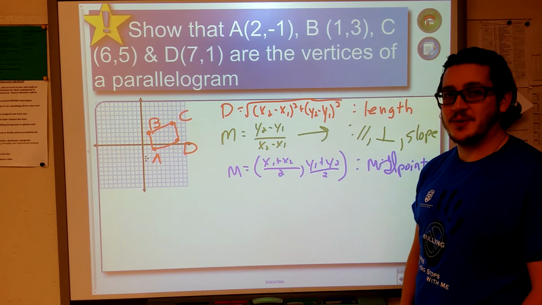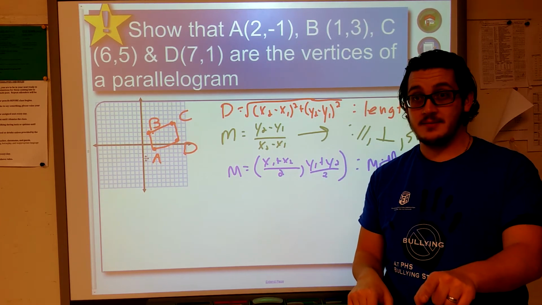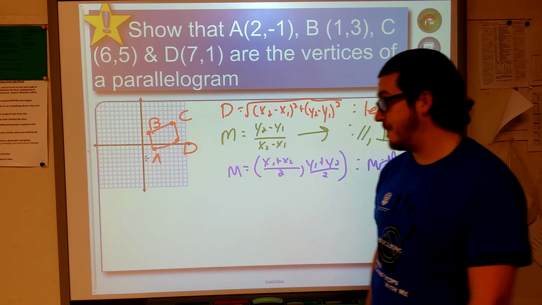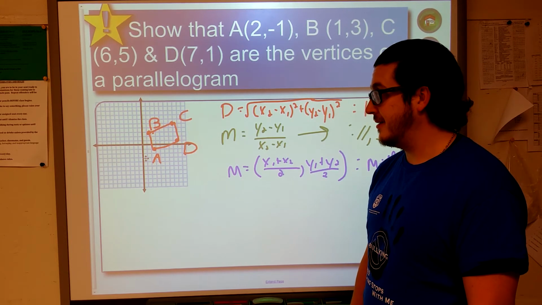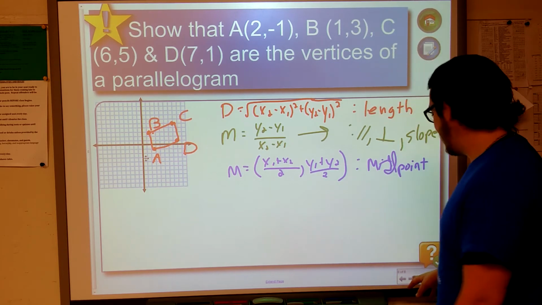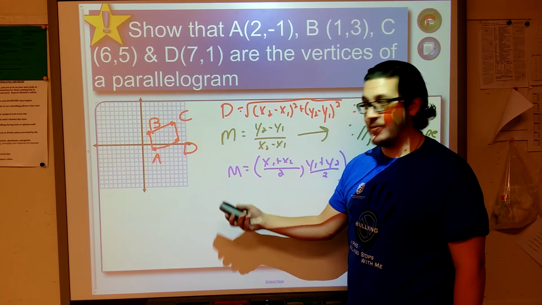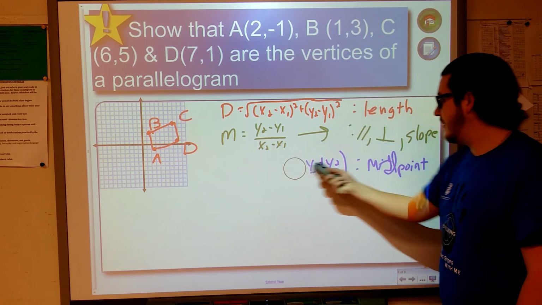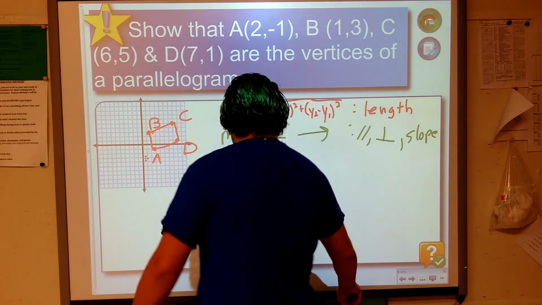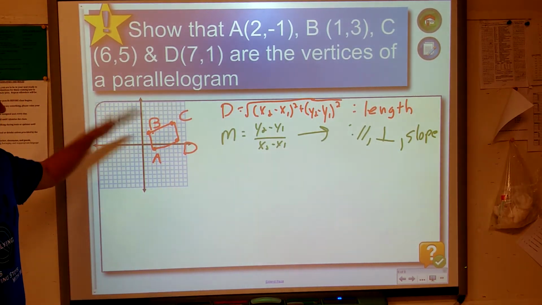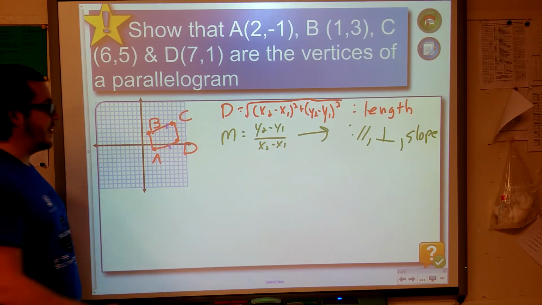We're going to go to that last theorem. We're going to show that one set of opposite sides are both congruent and parallel. Alright, so I'm going to erase this midpoint formula. Take that away. Let's go with BC and AD. Let's show that they're both congruent and parallel.